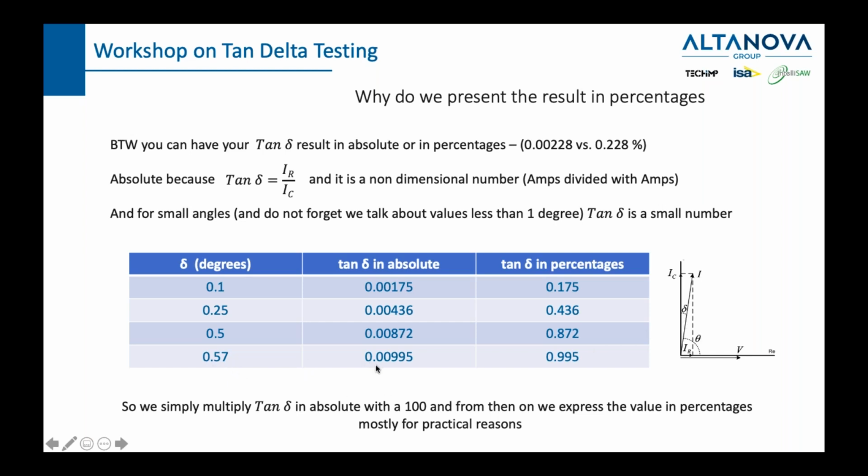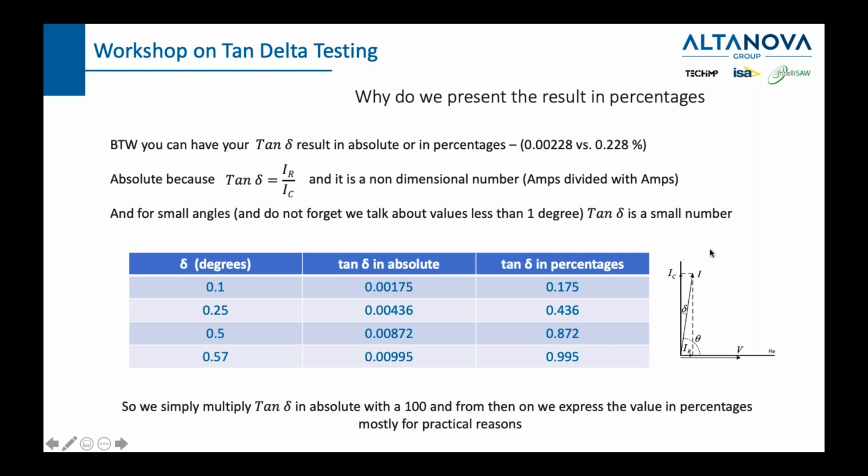Which leads us to believe that if delta is 0.58, our tan delta is more than 1%. Or let's put it like this: if this angle is smaller than 89.42, we have a problem. So this is the answer to the question why we express our results in percentages.